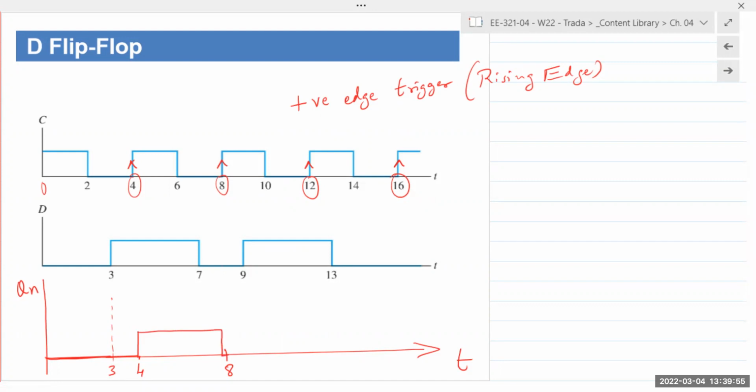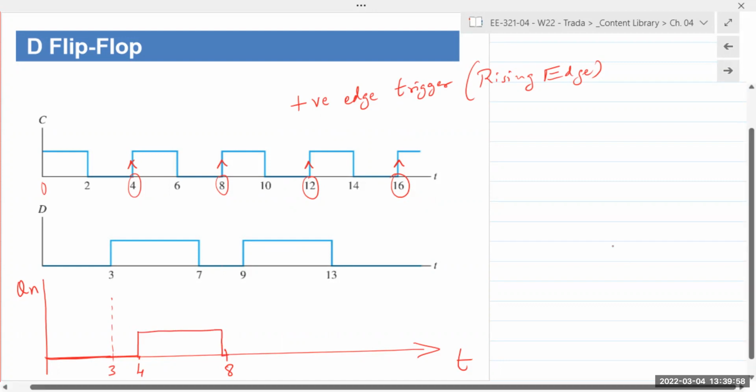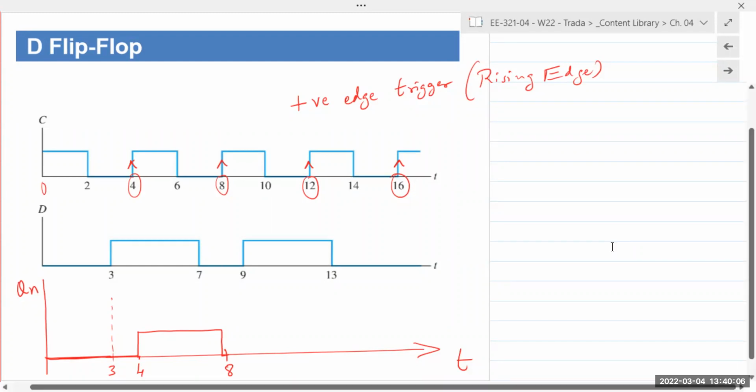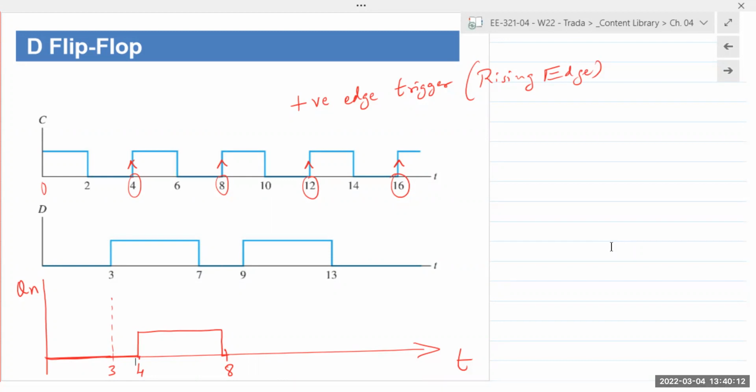So from 4 to 6, the clock is in the positive level. From 4 to 5, it stays at 1. From 5 to 6, it stays at 1. But it's not going to 0, and it's not transitioning from 0 to 1. The only thing we care about is when it transitions from 0 to 1, when it goes in a positive direction. Nothing happens, it just stays in the previous state.